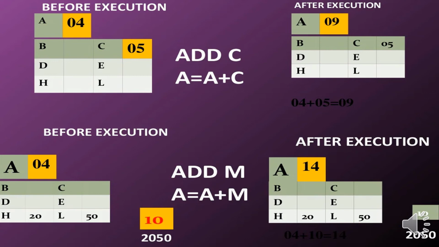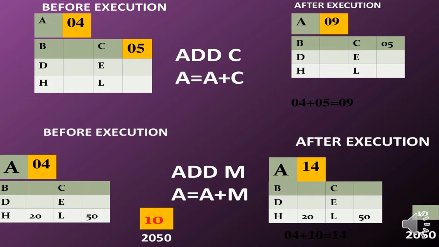So after the execution of an arithmetic and logical instruction, the result is stored in the accumulator. Okay, the next instruction is ADD M. The memory content value is added to your accumulator content value. For example, the value of A is 4, and the memory location pointed to by the HL register pair, 2050H, holds the value 10. So the 10 value is added to A. A equals A plus M. The M value is 10 and the A value is 4. 10 plus 4 is 14. So the 14 value is stored in the accumulator.